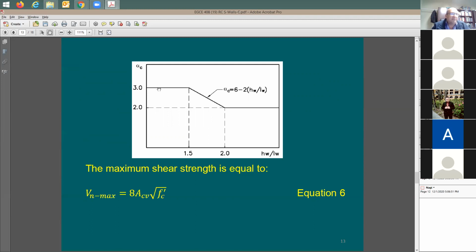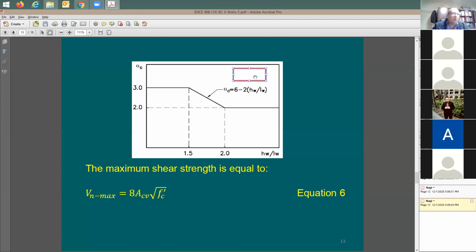When do you think this is going to happen? When the wall is getting shorter. How do I know this? Look at this factor, H divided by L. What is H? I'm going to say H is the wall height, right? L is the wall length. So when H over L is small, what's going to happen? When this height is smaller than this length by a lot, you're at a factor of three. The wall is getting stronger in shear.